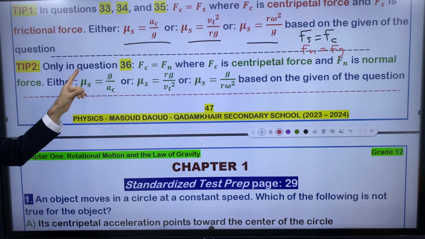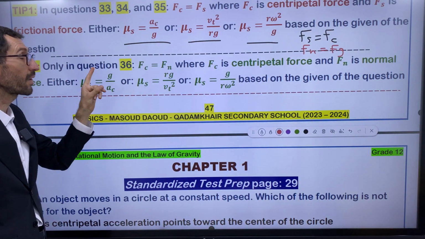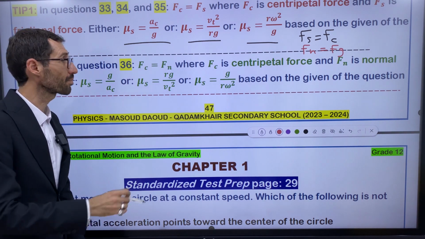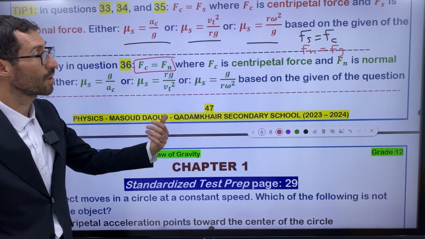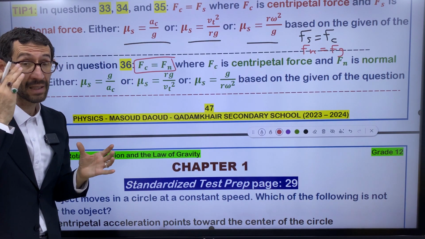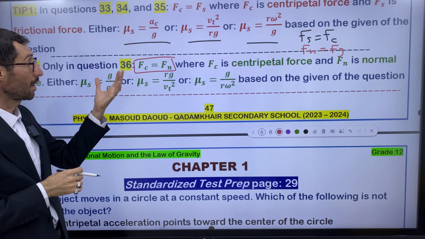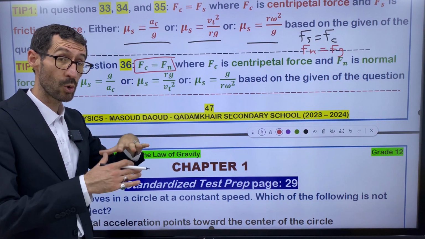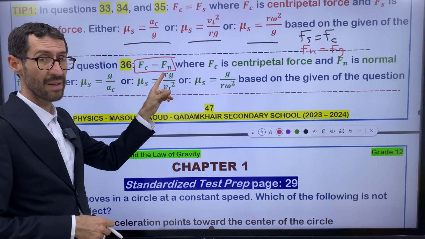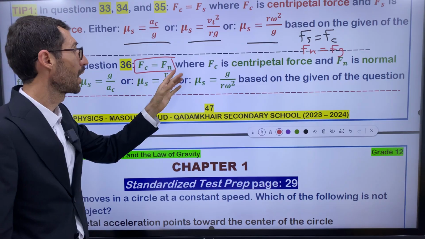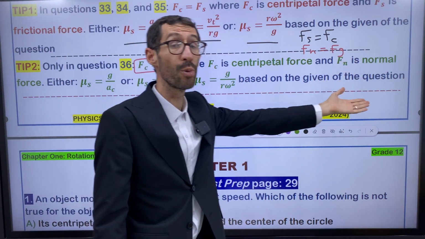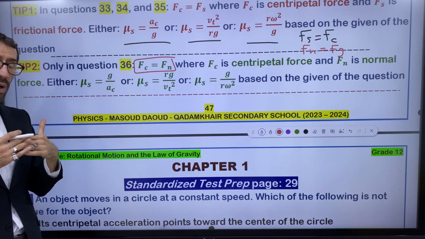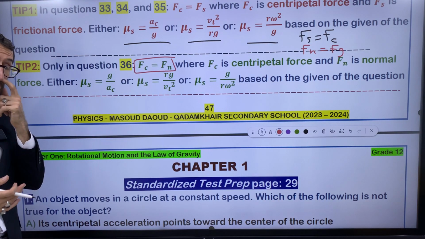Tip number 2: only in question 36, right? Fc is equal to Fn. Only in this question of the cylinder in a game in an amusement park, Fc is equal to Fn. Normal force becomes centripetal force, where Fc is centripetal force and Fn is normal force. And you know, normal force means the reaction of a wall against the body of a person.